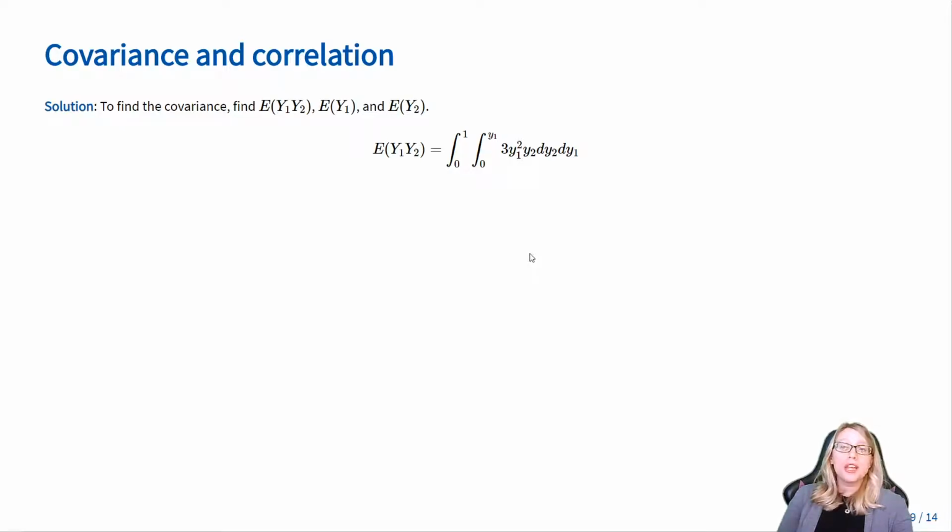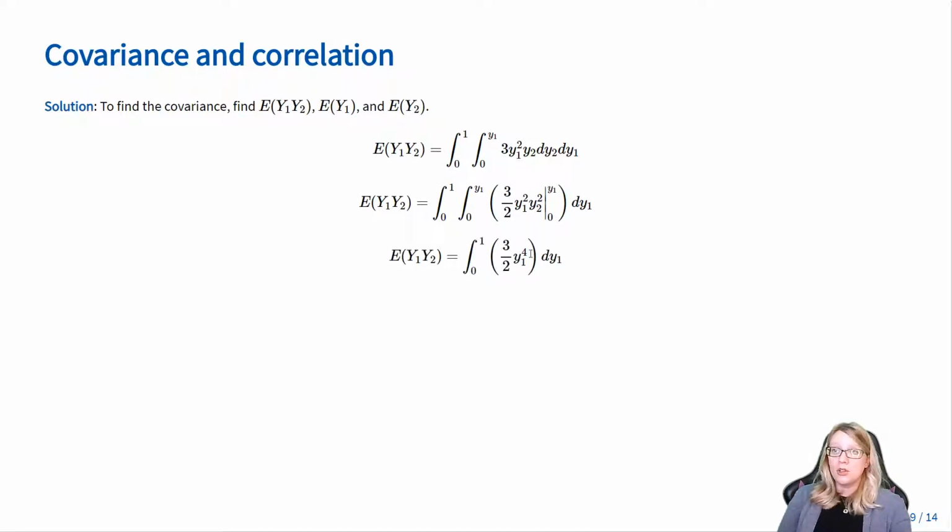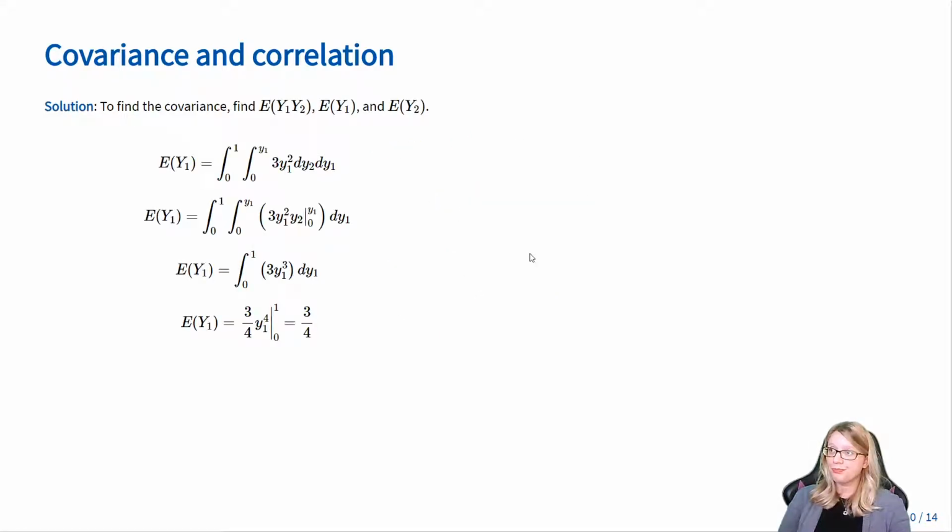We'll go through this integral fairly quickly. To find the expected value of y1 times y2, we'll take y1 times y2 times the joint PDF. We'll integrate through. Here I've integrated with respect to y2 first, followed by y1. We get 3/10 for our expected value of y1 times y2.